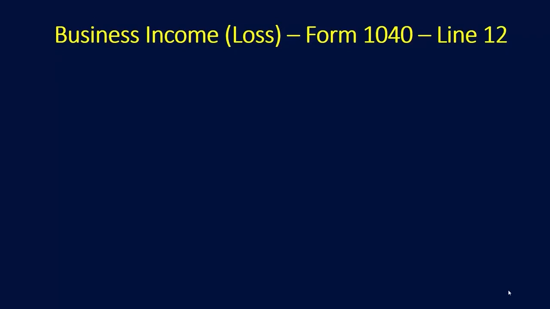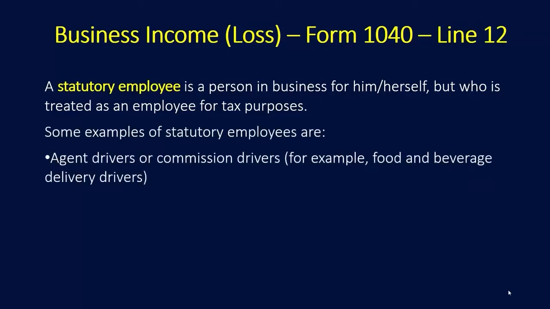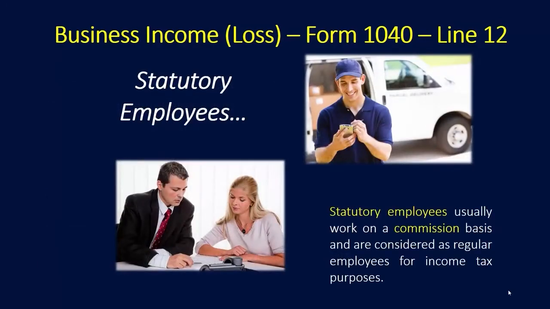So just what is a statutory employee? Well, a statutory employee is a person in business for him or herself, but who's treated as an employee for income tax purposes. Some examples of statutory employees are agent drivers or commission drivers, for example, food and beverage delivery drivers, full-time life insurance salespeople, home workers providing services, and traveling or city salespeople who solicit orders. Statutory employees usually work on a commission basis, and they're considered as regular employees for income tax purposes.